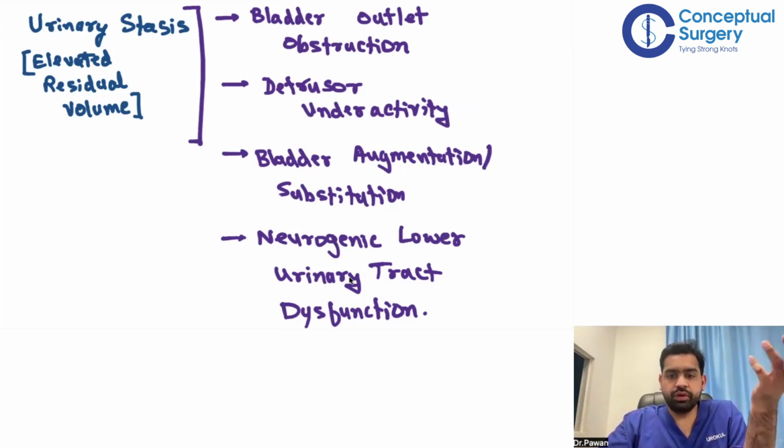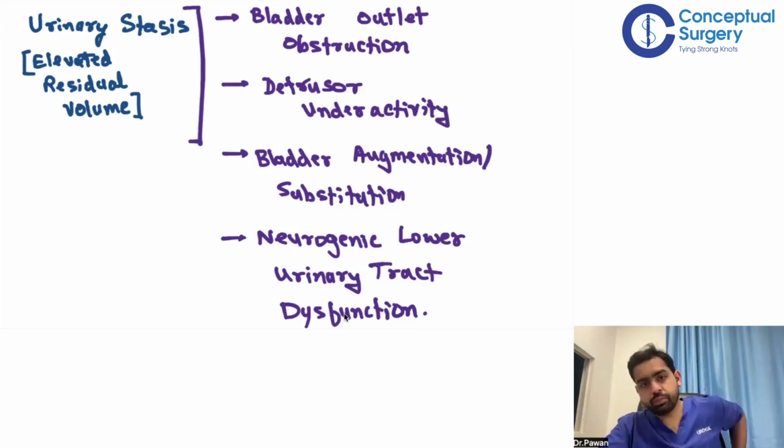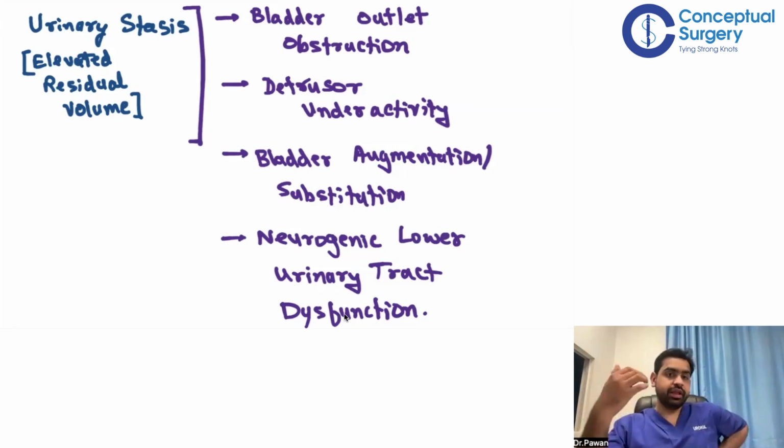Neurogenic urinary tract dysfunction. Let's say somebody has a spinal cord injury. In that case, the patients will not have the sensation to pass urine and will not be able to pass urine. So in all these scenarios, urinary stasis can happen and this can lead to a urinary bladder stone. This is what constitutes your secondary bladder calculus. I hope you have understood this point, guys.